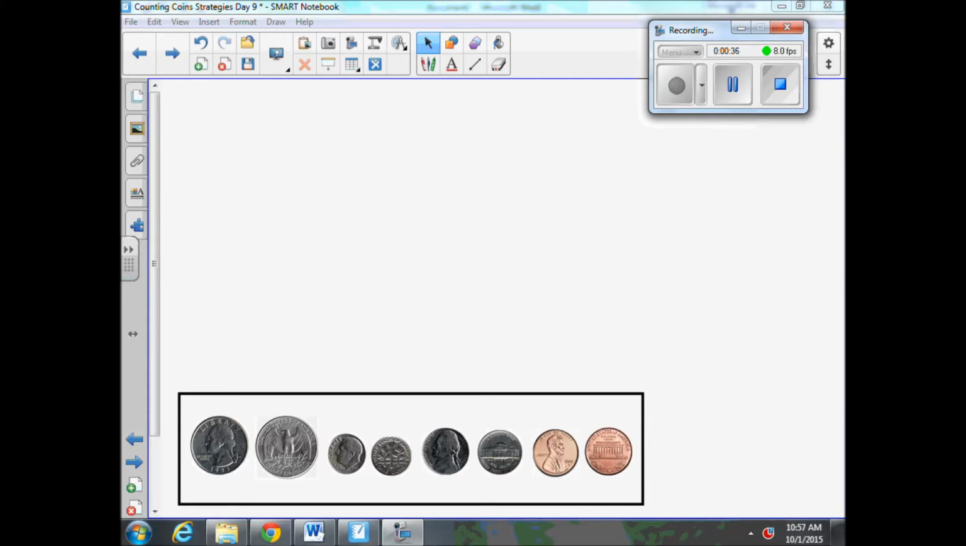If I'm looking at this coin right here, these coins are nickels, and the value of a nickel is 5. So when we're counting nickels, we're going to count by 5. Let's practice that. Here we go.